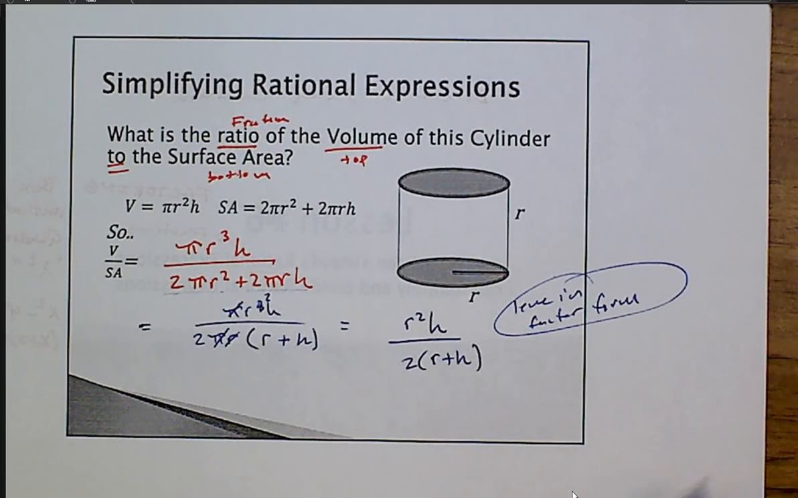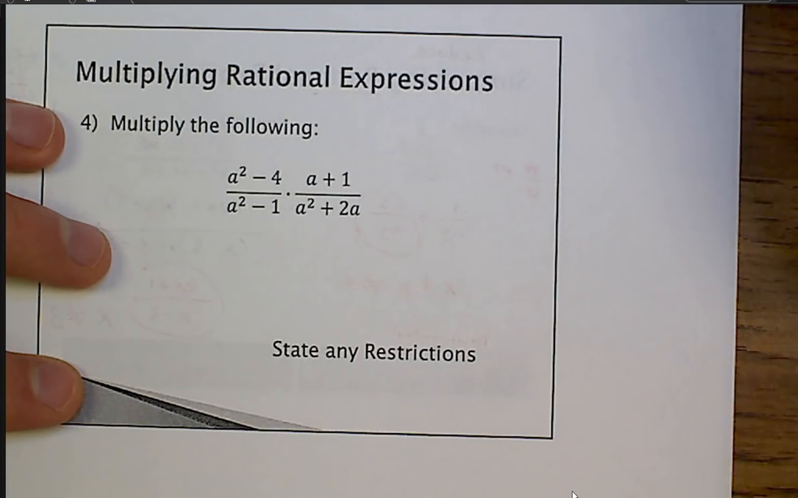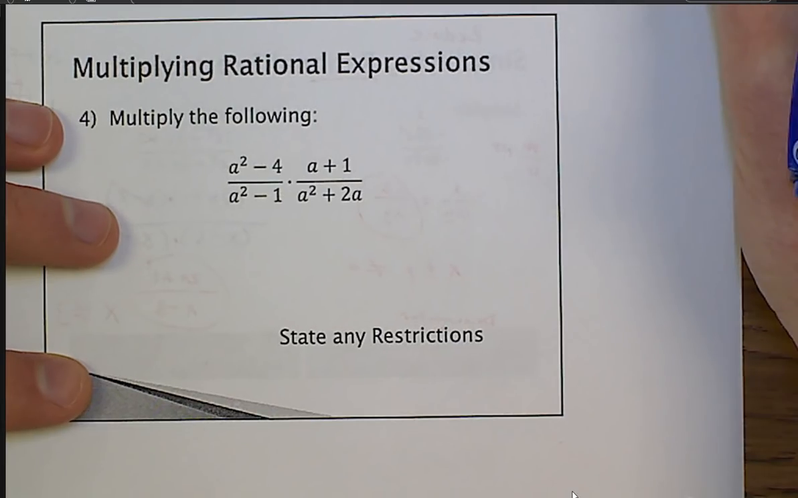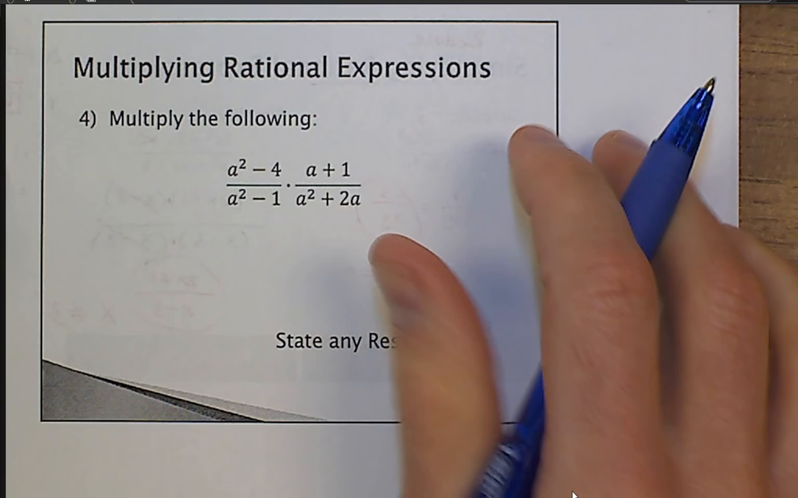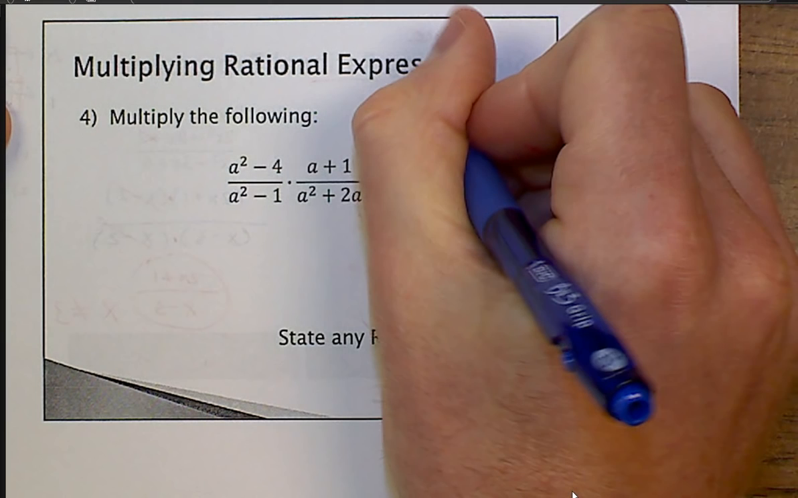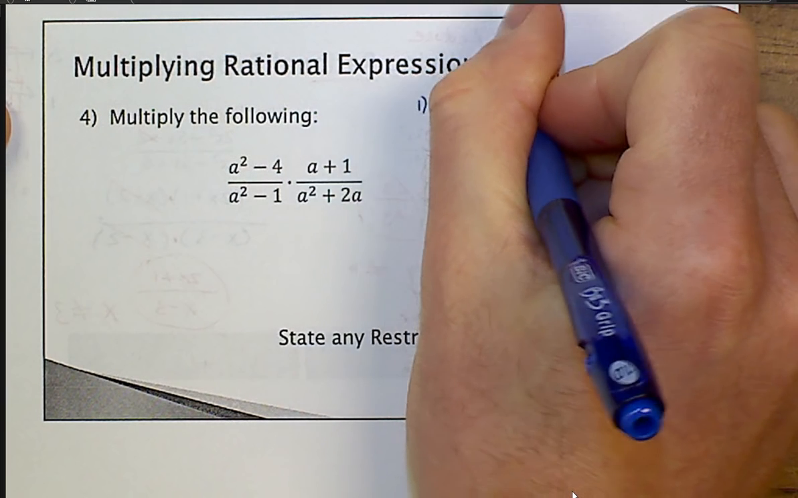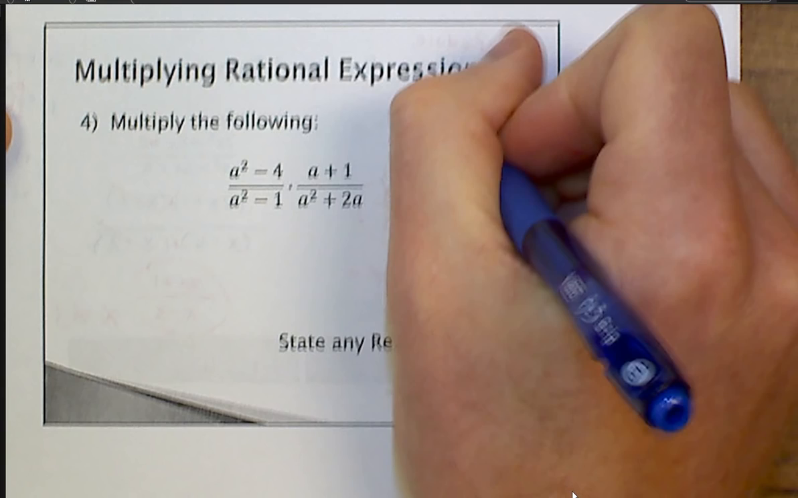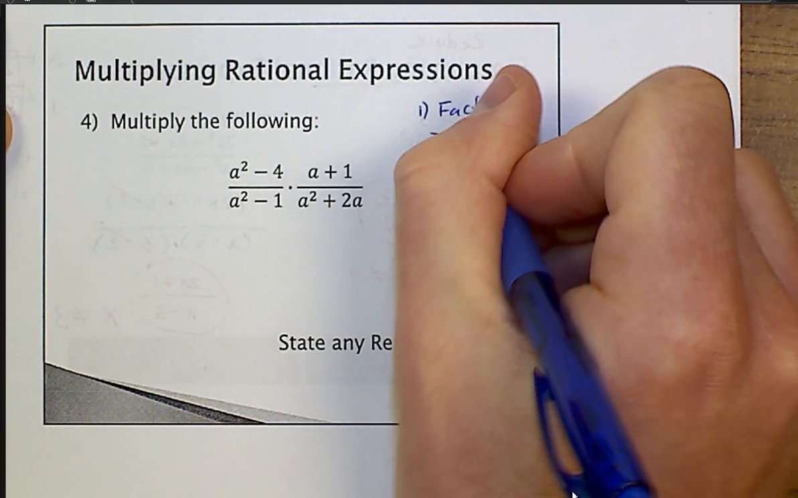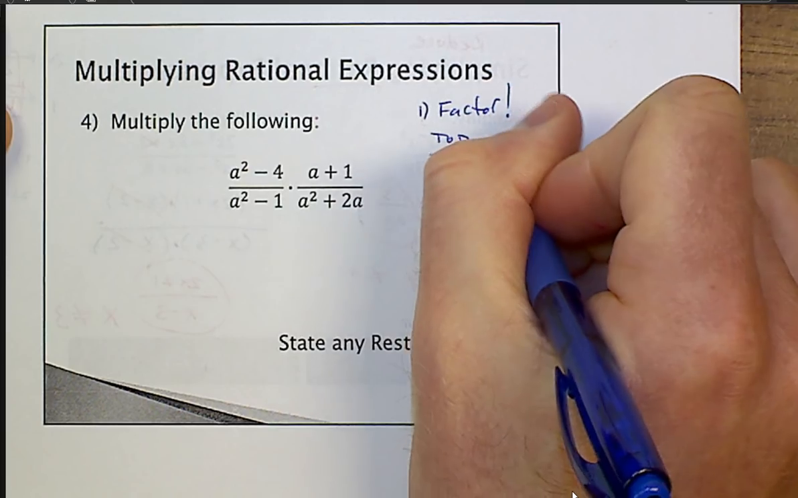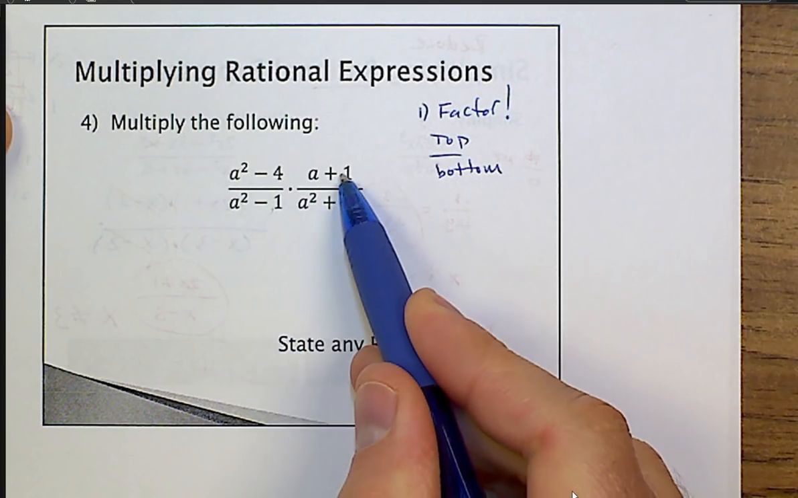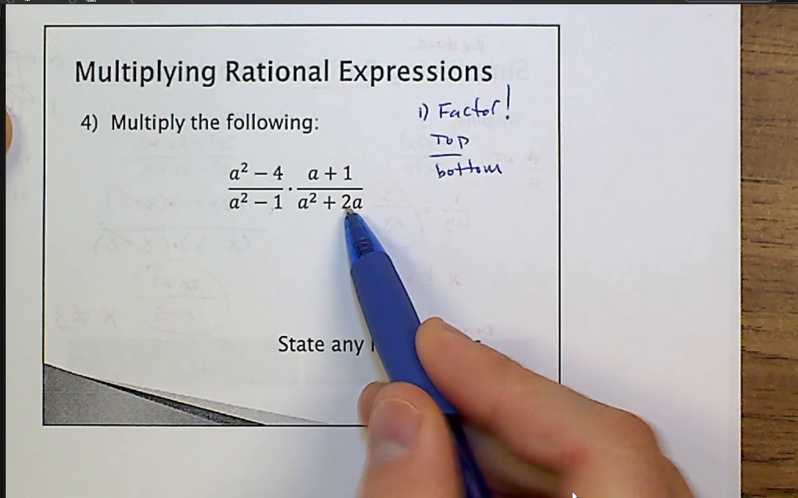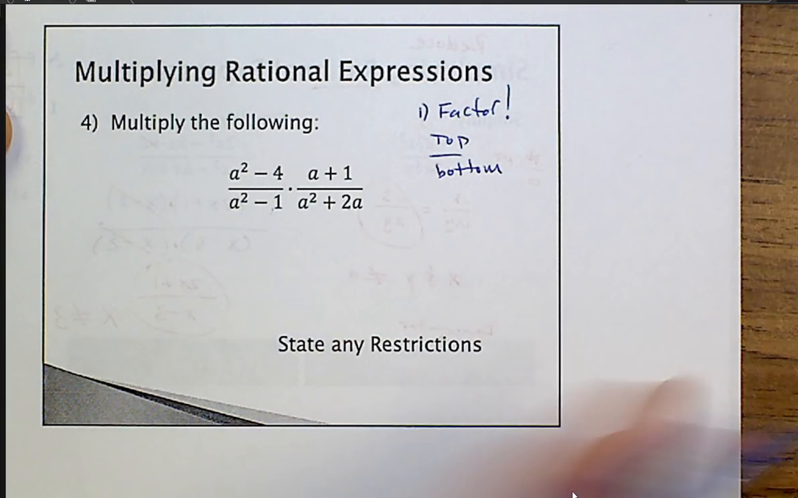Okay. Moving on. So now we are multiplying the following rational expressions. So again, when you look at this, the first thing that should be going through your head is, how can I factor? So I basically look at the top, look at the bottom, and I just go one at a time. Can I factor this top? Can I factor this bottom? Can I factor this top? Can I factor anything out of this bottom? Get everything factored first, and then start crossing stuff out.